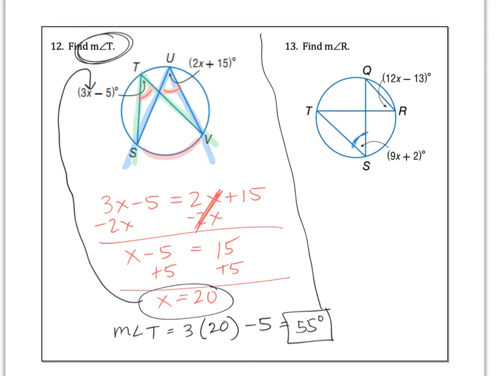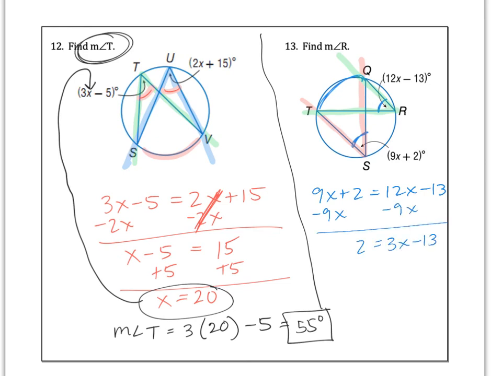All right, so angle S and angle R both open up to the same arc. Here is angle S, and here is angle R. And so they must be equal to each other. And so 9x plus 2 equals 12x minus 13. Subtract 9x. Add 13. Divide by 3.